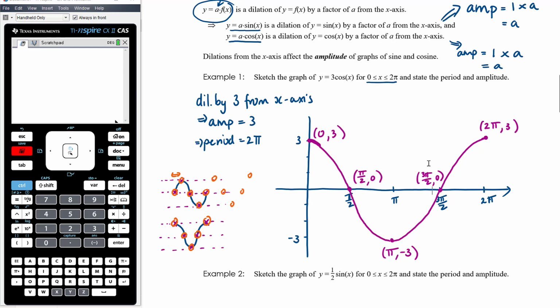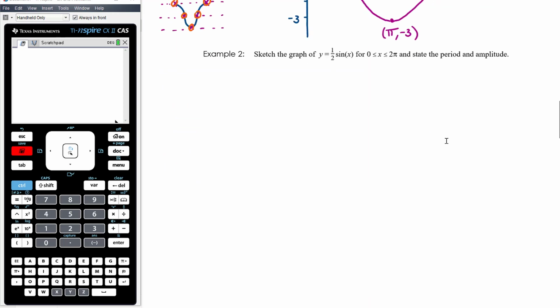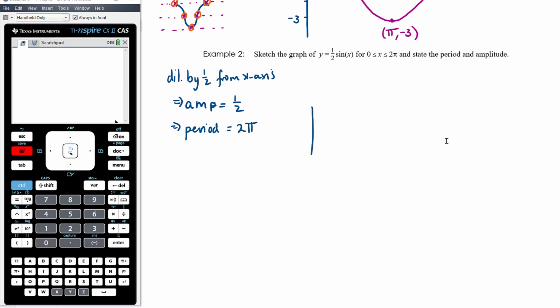Okay, second graph here, y equals half of sine x. So the number in the front is a dilation from the x-axis. So we've got dilation by half from the x-axis, which means that our amplitude is going to be half. We haven't got any dilation from the y-axis, so our period is unchanged and it will be 2 pi. Again, we want to draw the graph from 0 to 2 pi, so we're going to see one complete period. We are drawing a sine curve.